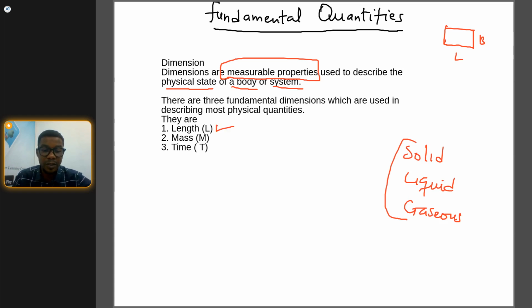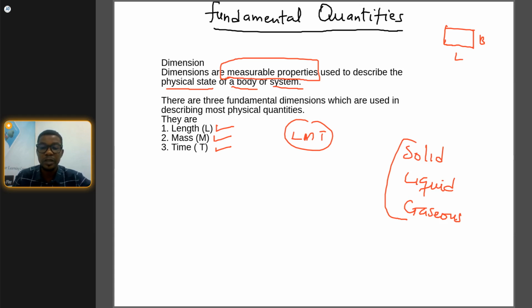And we have the second one, which is mass, represented by letter M. And also we have time, represented by letter T. So in a UTME question, you can be asked that we have dash fundamental dimensions in physics. We have just three: length, mass, time. So you can abbreviate it as LMT. Length, mass, and time. So we are going to be using these three dimensions to describe some quantities.